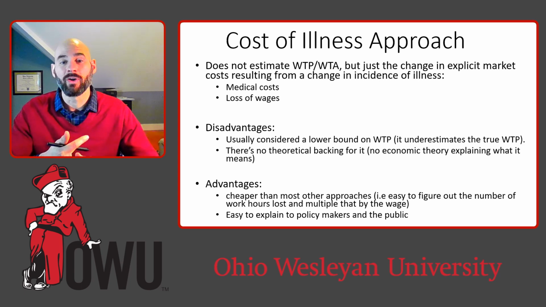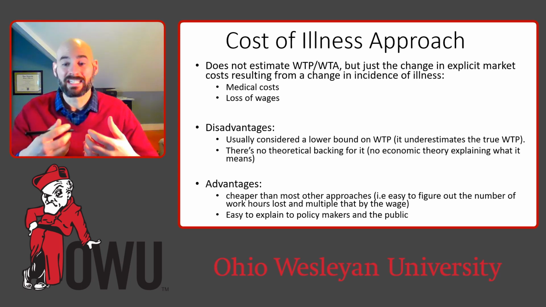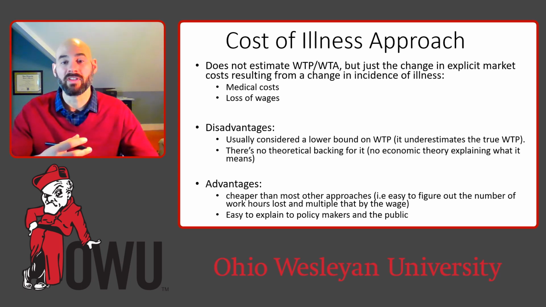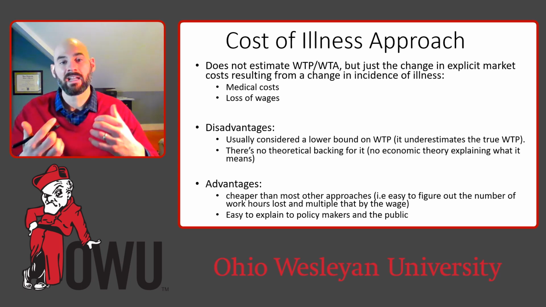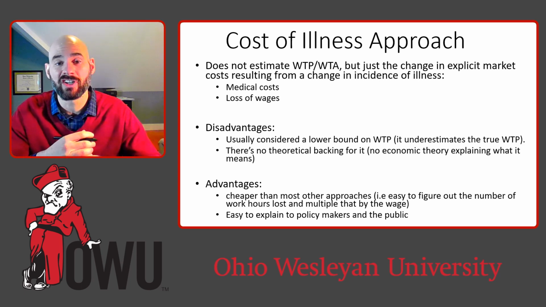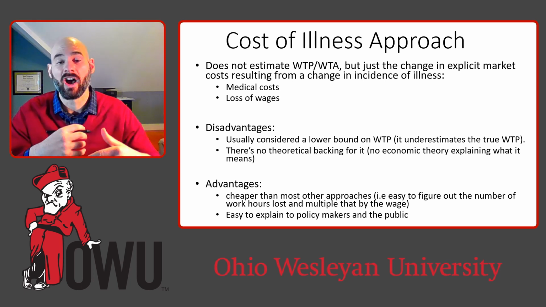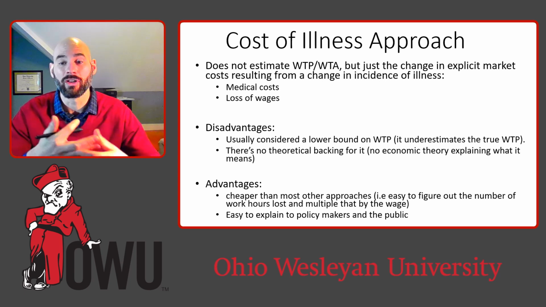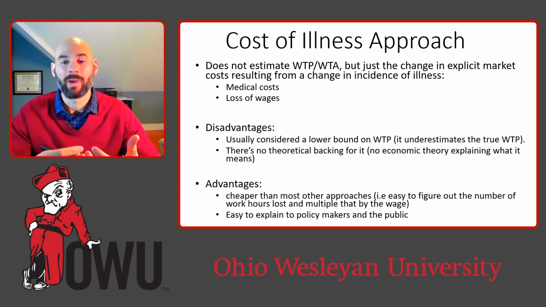The cost of illness is going to be just calculating the change in the explicit market costs resulting from the change in the health outcome, such as the medical costs of being in the hospital or of treating a chronic illness, and the loss of wages. So this is, once again, what we discussed much earlier in the lecture as being an underestimate of real willingness to pay, willingness to accept. We said it's considered a lower bound on willingness to pay, maybe even by an order of magnitude.